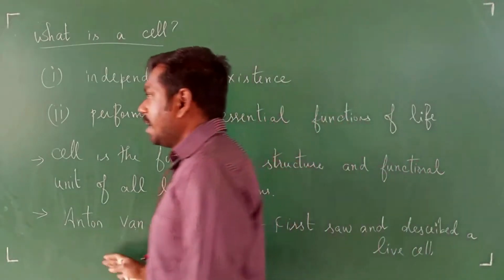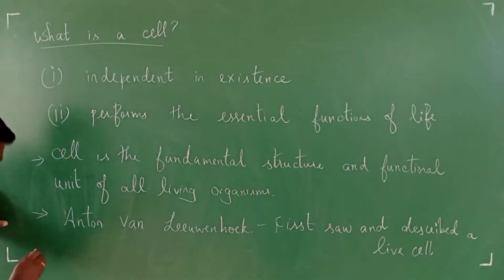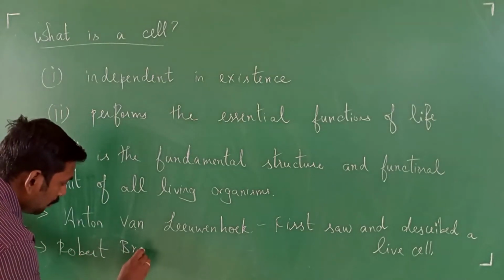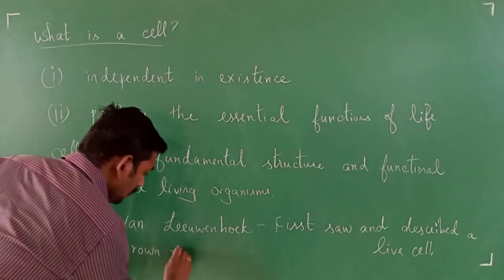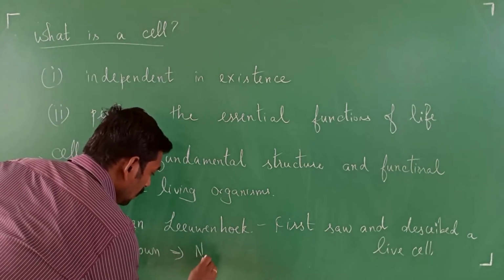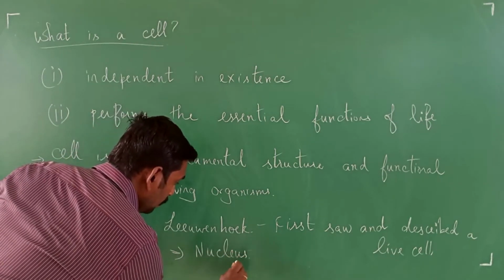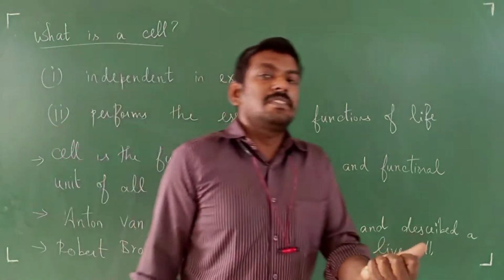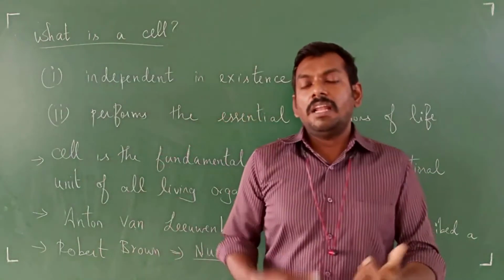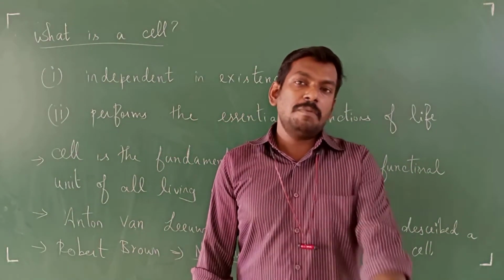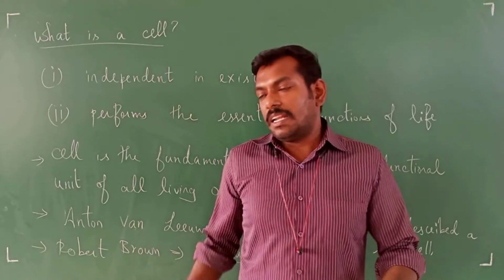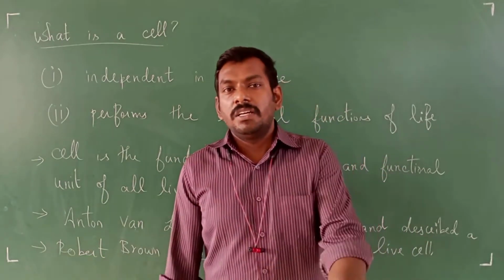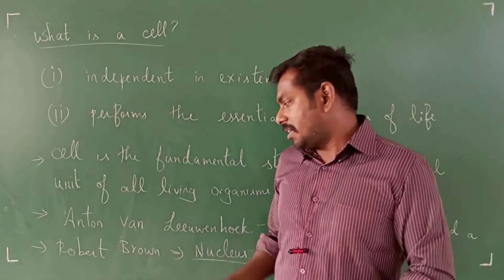Robert Brown later discovered the nucleus. The nucleus is often regarded as the brain of the cell, or the controlling center of the cell. All the functions performed by the cell are under the control of the nucleus, right? So Robert Brown later discovered the nucleus.